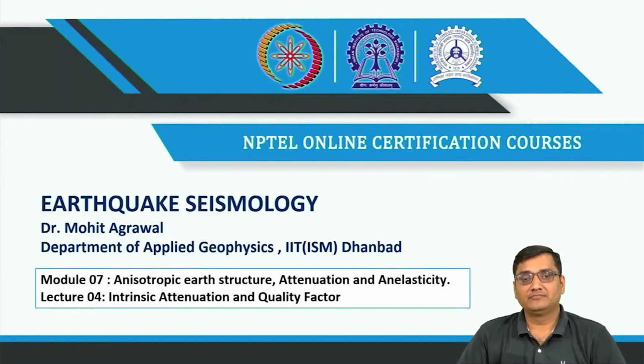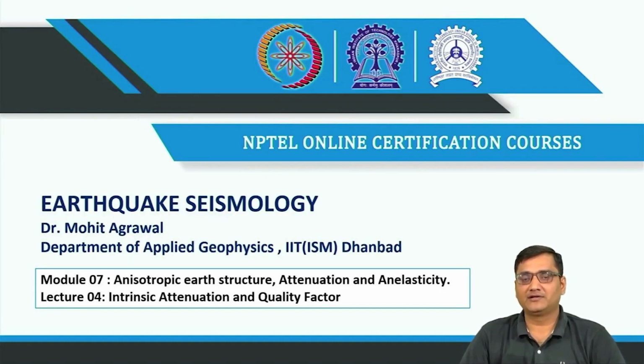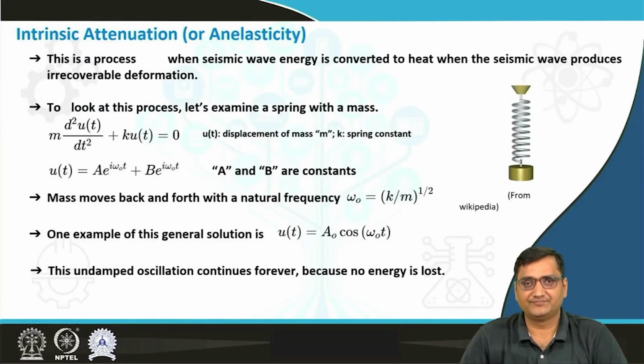Welcome everyone. This is lecture 4 of module 7. In the previous lecture, we learnt about the various processes of attenuation. Preferably, we learnt about the three processes: geometrical spreading, multipathing, and scattering. In today's lecture, we will focus upon intrinsic attenuation, and then we will derive the formula for the intrinsic attenuation with the help of quality factor, and then we will have the summary of today's lecture.